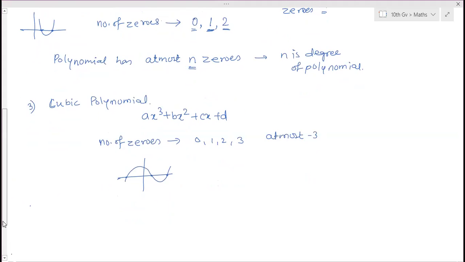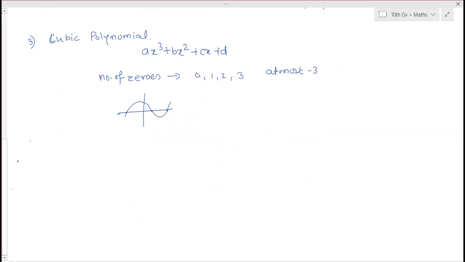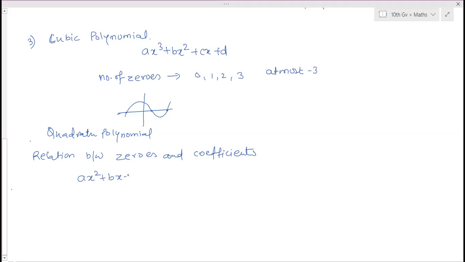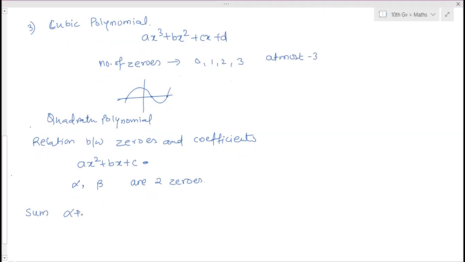Okay, the next part is the relation between zeros and coefficients for a quadratic polynomial. So what is that relation? If the polynomial is ax square plus bx plus c, and alpha and beta are the two zeros, then the sum of zeros, alpha plus beta, equals minus b by a. And the product is equal to the constant term by a, c by a. Right?